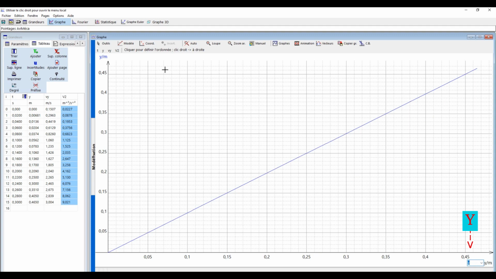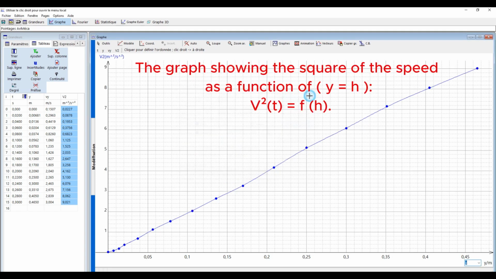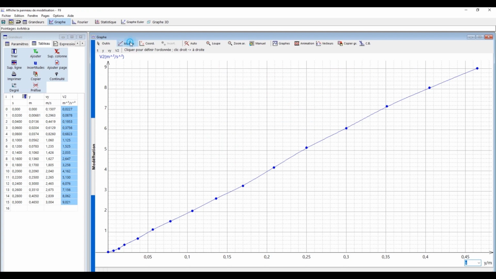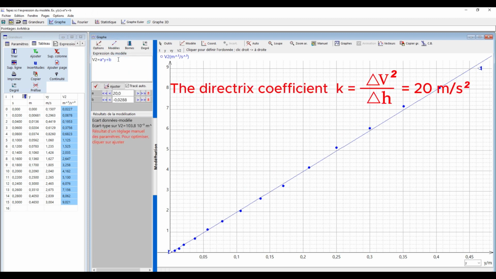Experimental measurements have made it possible to draw the curve representing the square of the velocity as a function of the height of fall, h. The directing coefficient, k, of the straight line obtained is determined graphically. This gives us k equals 20 meters per square second.